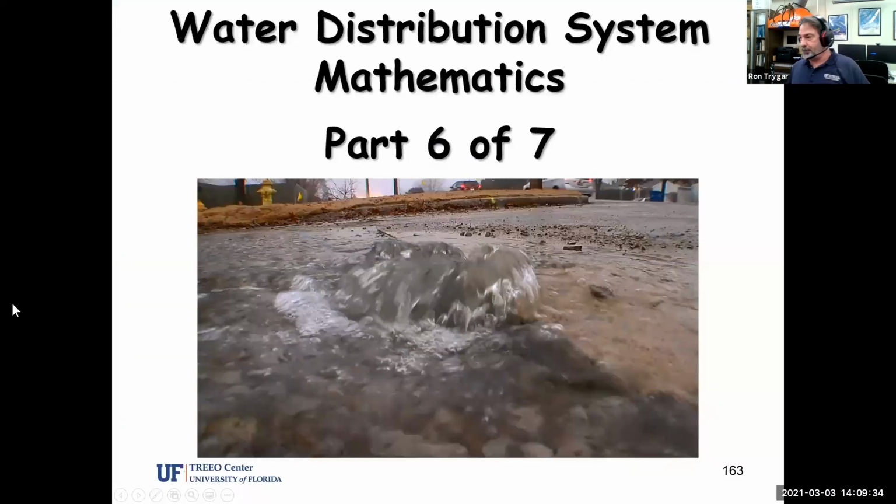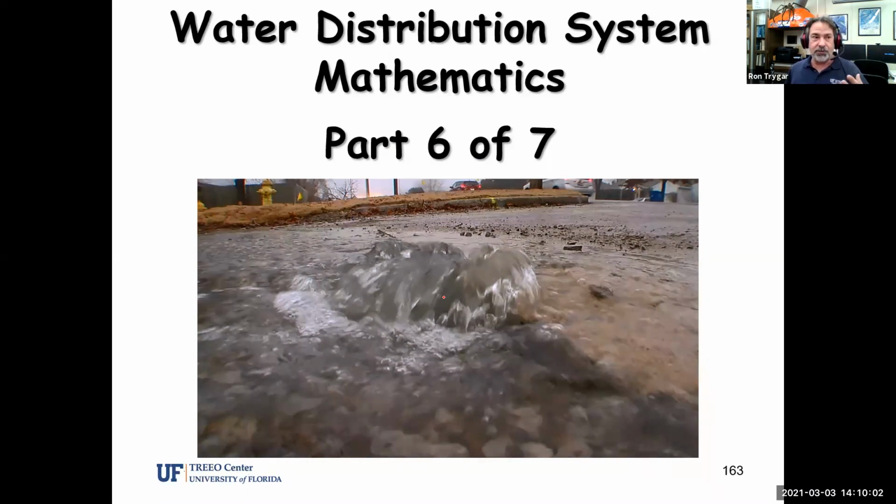All right, let's get into part 6 of the water distribution system math. This is going to be the administrative side of things. And we're going to talk about water loss. We're going to talk about things like this water leak right here, and unaccounted for water, and percentages of pieces of equipment that we have on site, and some of those types of things that go into the administrative and accounting side of the mathematics.